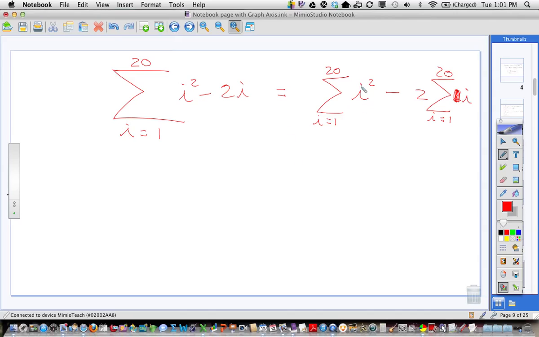So, what's sigma i squared, i equals 1 to 20? 20 plus 1, which is 21. Because 20 is the end. This is the end right up here, right? And then 41 divided by 6. And then this would be a 2. And then what's sigma i? 20 times 21 divided by 2. Get out your calculators.